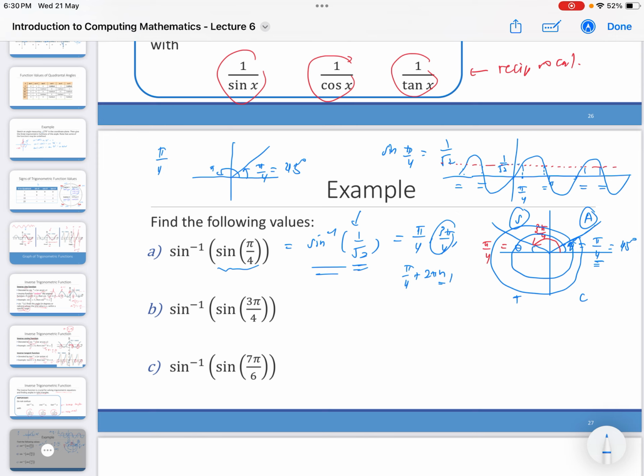And for the other one, again we find all the co-terminal angles, so 3 pi over 4 plus 2 pi n, where n is an element of the integers. So this is how we define all the angles that will give sine equals 1 over root 2, since the range is not given. You can try the same for B and C, and list out all the angles.